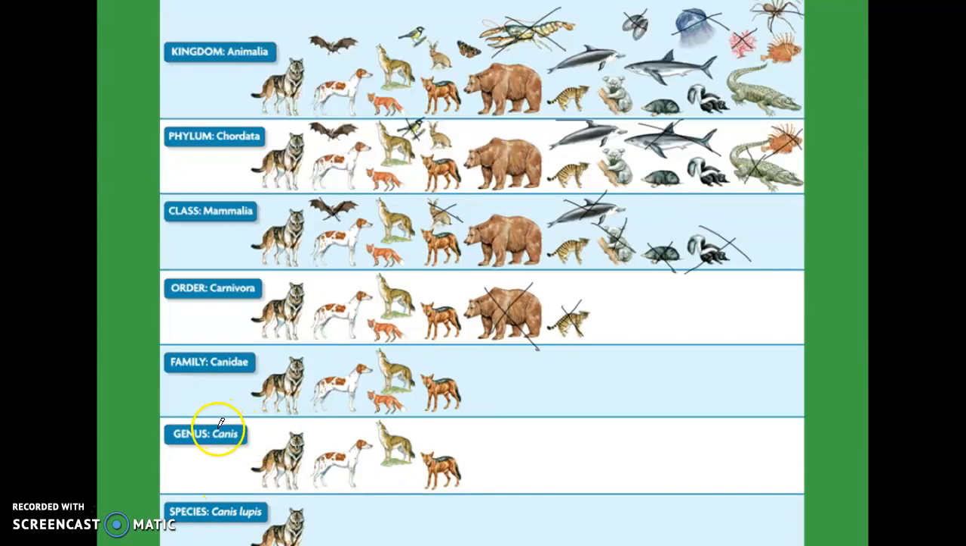So the genus is Canis. This is a specific group of canines. The foxes are not part of that group. And now we're looking at the species level. So the species is Canis lupus. This is a wolf. A wolf, common name wolf. The species name is Canis lupus, and it is the most specific level of a species. Next slide.